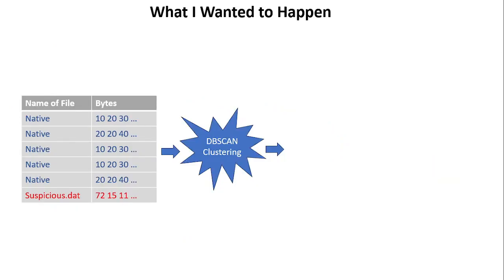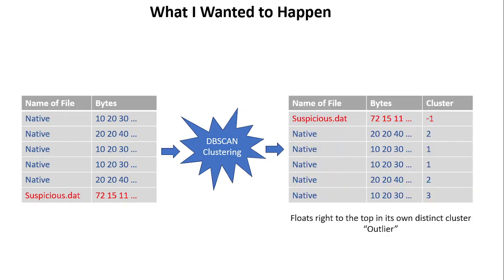So this is what I wanted to happen. We have our data structure here on the left built out with the bytes from the real files and the bytes from the suspicious file. We're going to pass it to our DBScan clustering function. And I expected the suspicious one to float directly to the top. It's an outlier. The bytes are too dissimilar from the others, therefore it is obviously not real, and you can identify that.